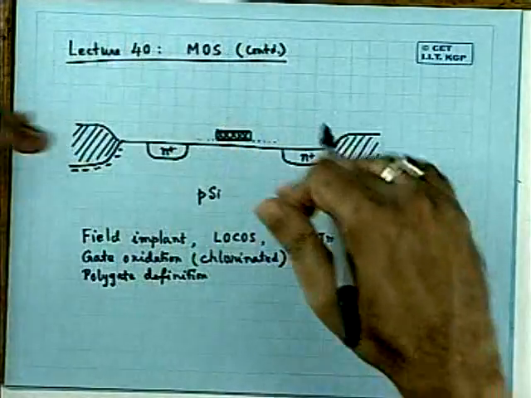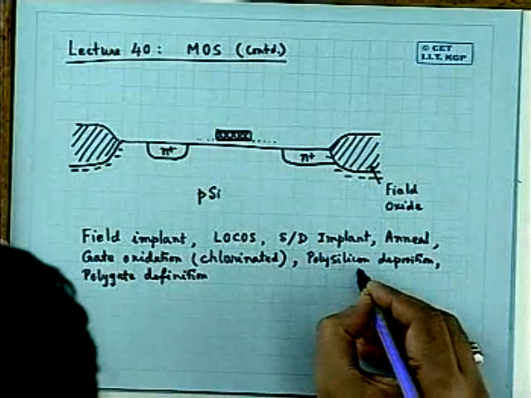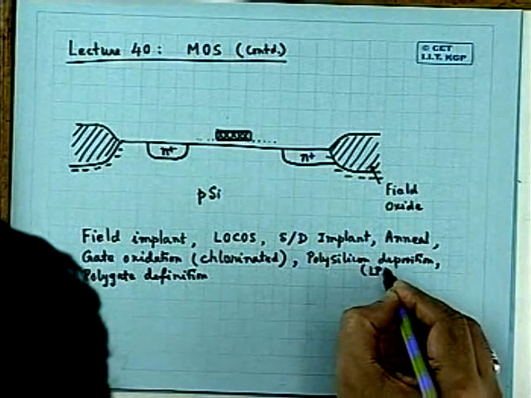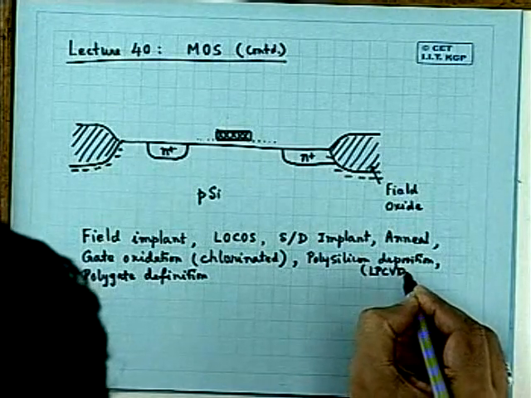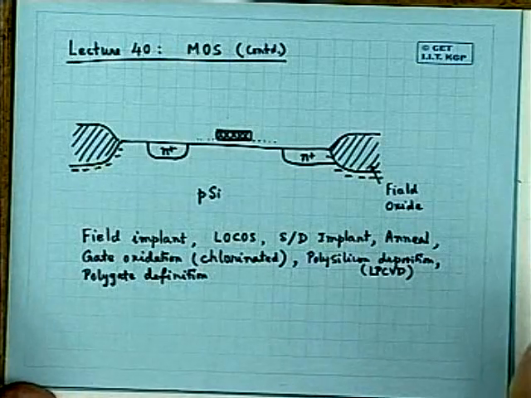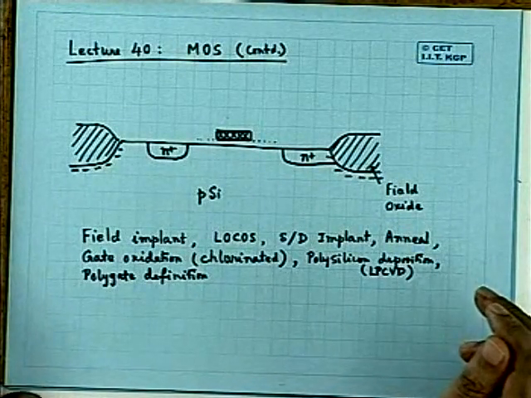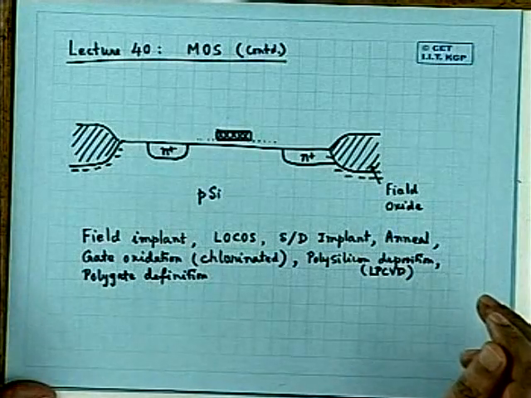On the top, you deposited a polysilicon film. Usually, you deposit it by using the LPCVD technique, low pressure chemical vapor deposition technique.